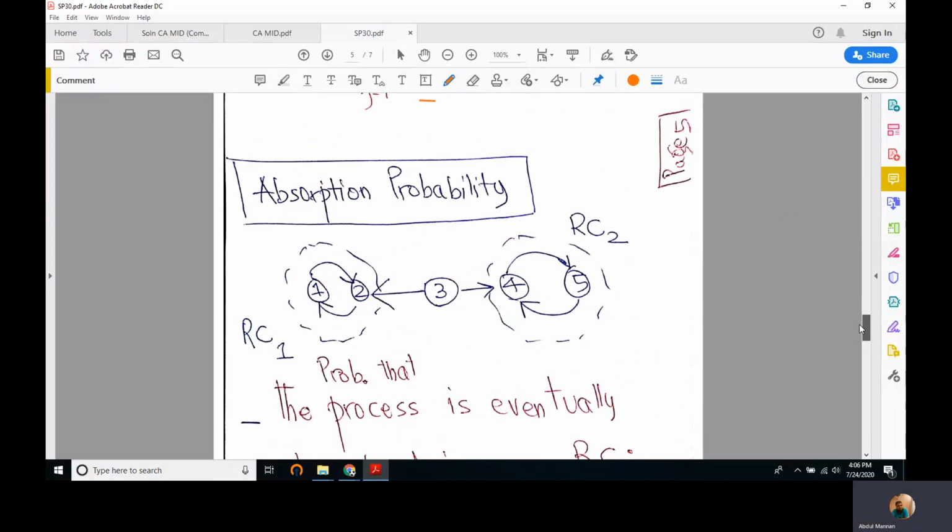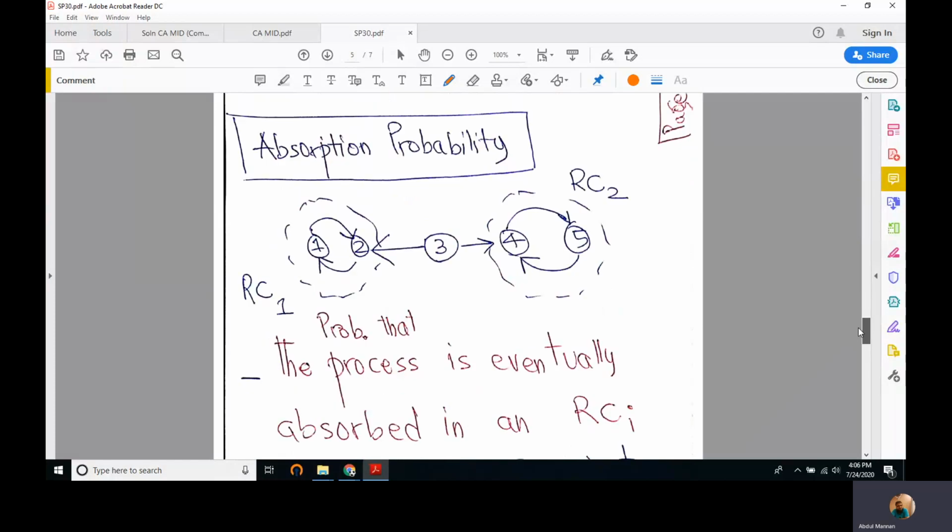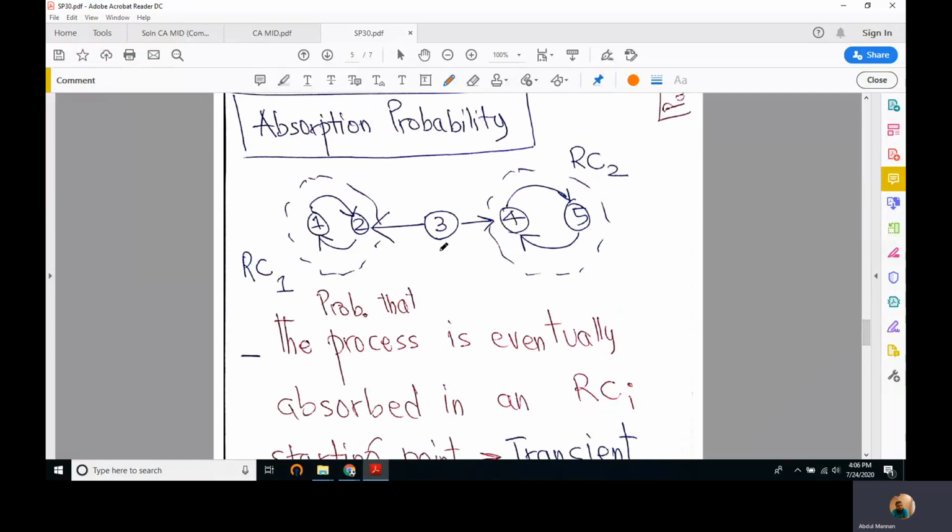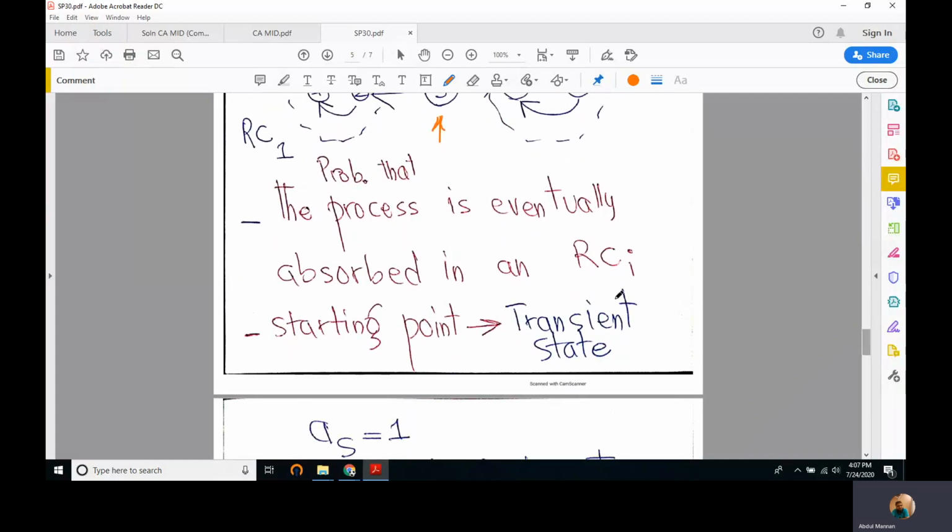Absorption probability, the next topic we studied, means that we start from a transient state, for example, state number 3. In this case, what is the probability that starting from 3 the process will eventually be absorbed in either RC2 or RC1? These two are recurrent classes. It is the probability that eventually the process is absorbed in a given recurrent class. So the starting point is always a transient state.